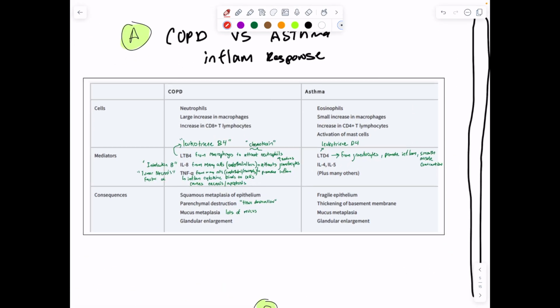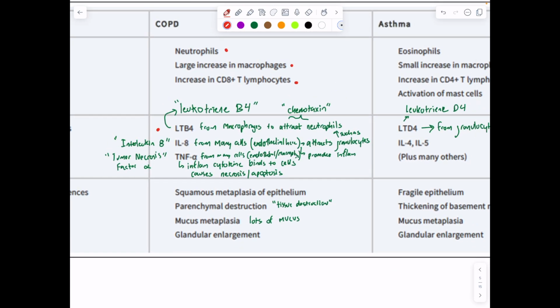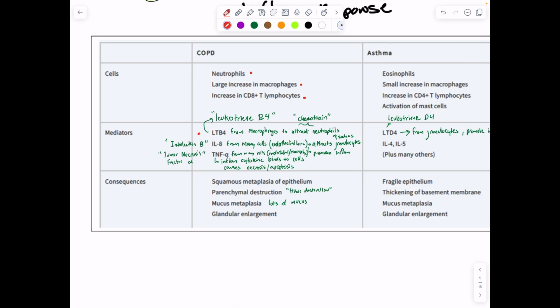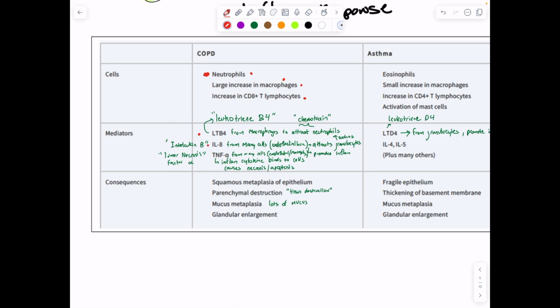All right, so just a quick comparison of COPD versus asthma. Cells involved in COPD typically are neutrophils and macrophages, or endothelial cells as well. They have an increase in T lymphocytes, but really promoting the inflammatory response a whole lot. And then our mediators, important ones: leukotriene B4. This is just saying, hey, neutrophils, you should show up. And they're released by our macrophages and endothelial cells. And then interleukin 8, IL-8, is going to attract granulocytes. And then tumor necrosis factor alpha promotes inflammation and causes necrosis and apoptosis.